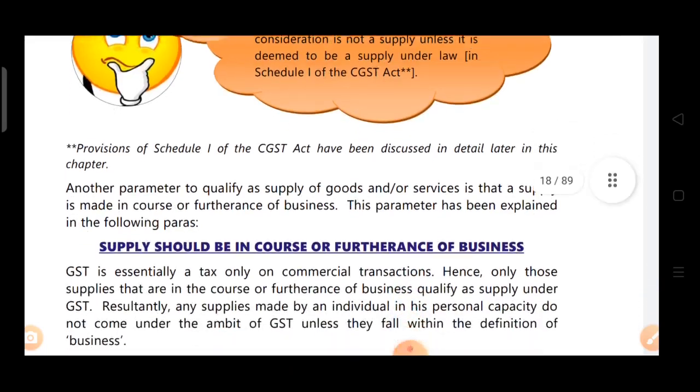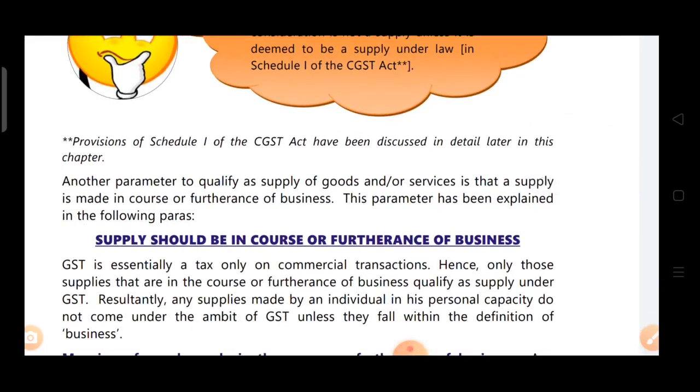Okay. Now we have already discussed the first parameter. Now the second parameter. Another parameter to qualify supply of goods and services is that supply is made in the course or furtherance of business. No, this is the continuation of the third parameter. Sorry, this parameter is explained in the following paras. So we have already discussed two parameters.